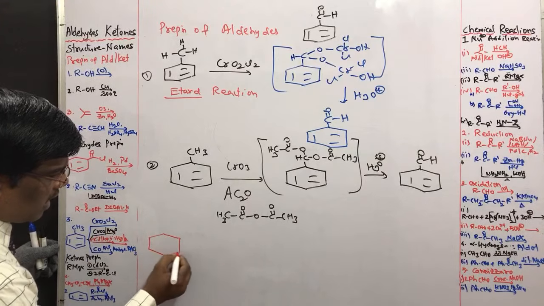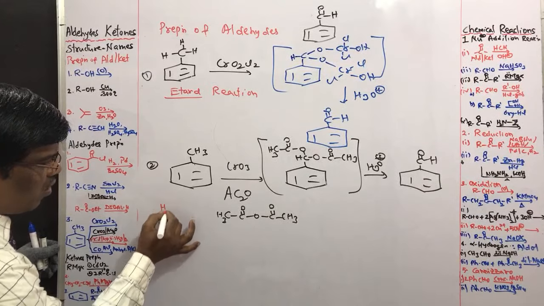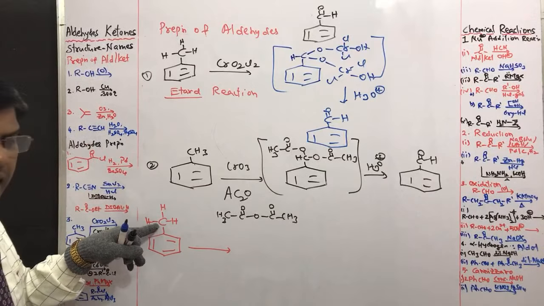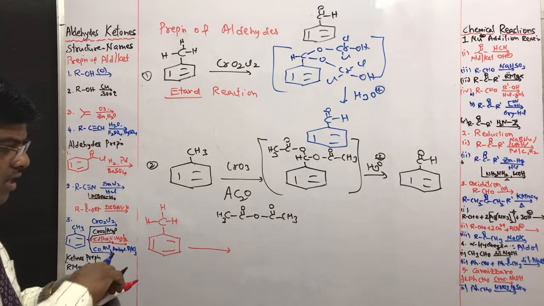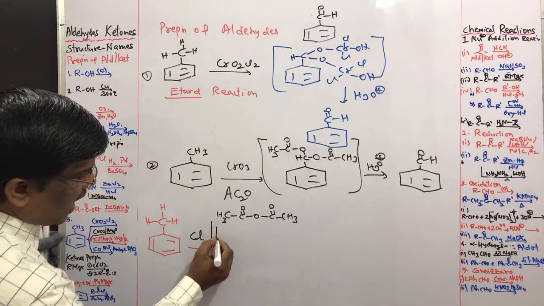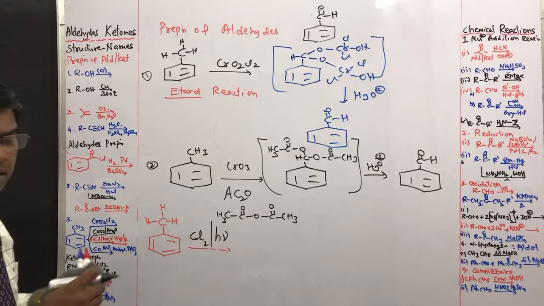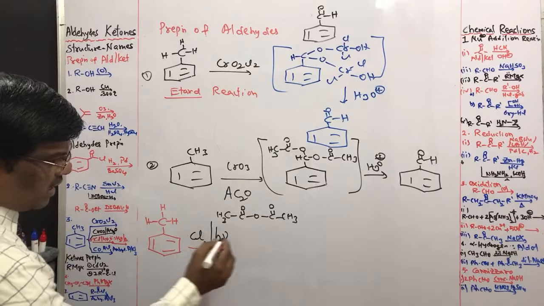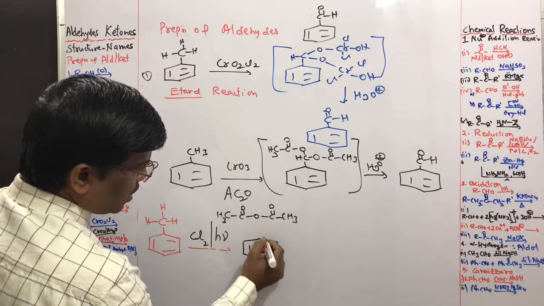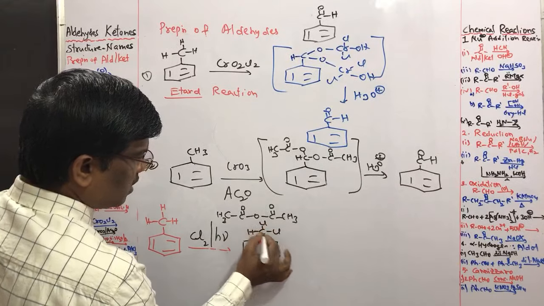halogenation followed by hydrolysis. Toluene, when I do halogenation, free radical halogenation, this is an alkane. How to do halogenation? Use chlorine gas in presence of light, that is hν. hν is light. Yes, students. So with light, you are going to get dichlorobenzal. So two chlorines are going to be added.